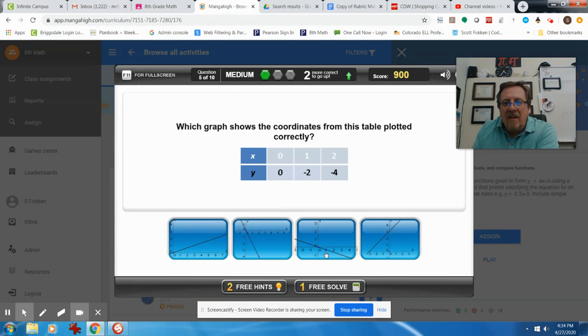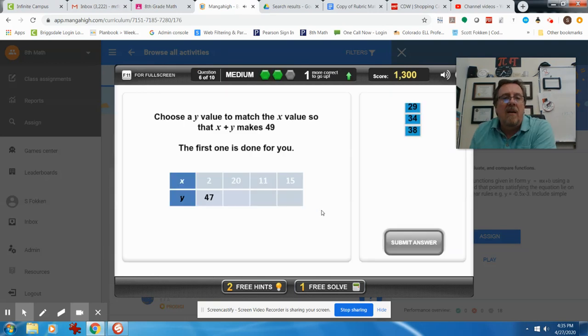At 1, it does not look like it's at negative 2. So it's not that one either. This one did go through 0, 0 as well, and at 1, it looks like it's at negative 2, so it's got to be this one. It had the point 0, 0 on it, and had the point 1, negative 2 on it, so we'll choose that one.